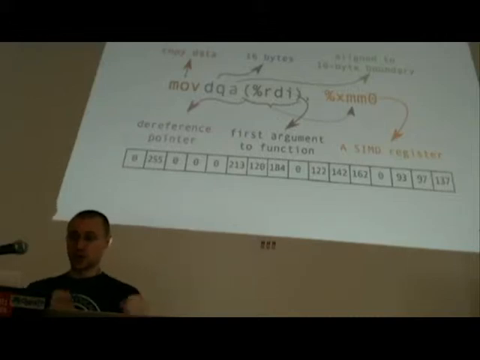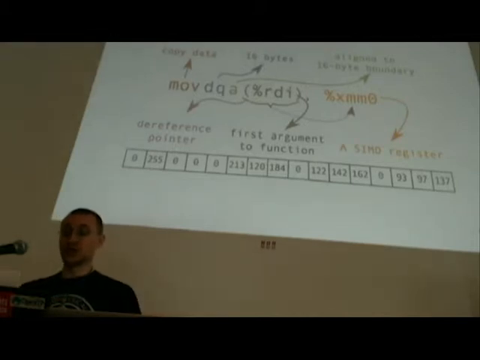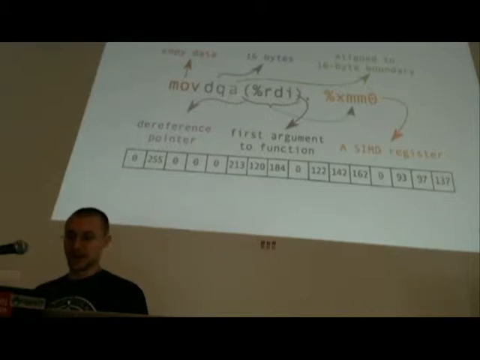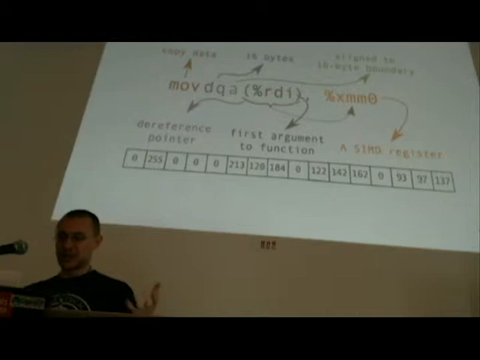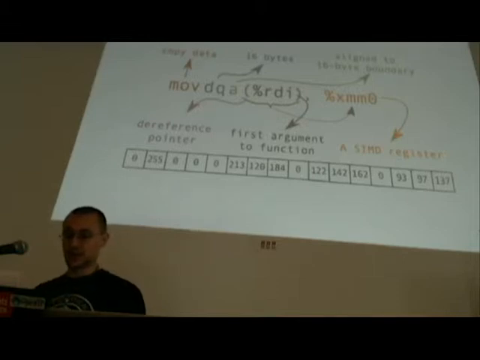And to read this, we'll start with move, which just means copy data. DQ means double quad word, 16 bytes, or 4 pixels. And A means align to a 16-byte boundary, which is faster, so we'll just make sure to arrange our image data that way. RDI is this ordinary 64-bit register, and by convention it's used to pass the first argument to a function. And the parentheses here mean to get data from that address, just like a pointer dereference in C. And XMM0 is the first of our 8 SSE registers. So we pass a pointer into this function, dereference it, and put the result into a register. Easy.